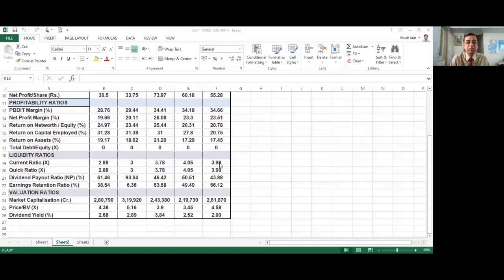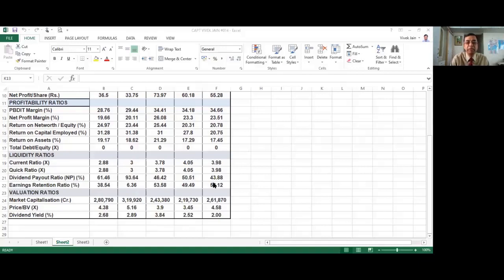Current ratio is also very good. Quick ratio and current ratio are the same because Infosys doesn't have any assets which are not encashable. There is no question of any inventory. As such, both the ratios are similar.